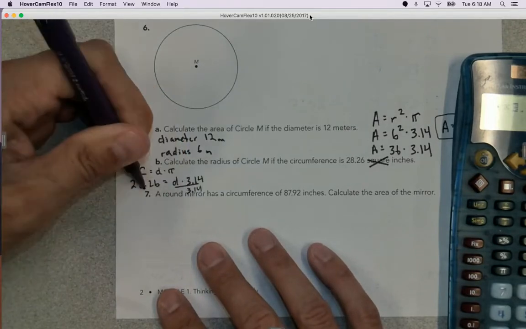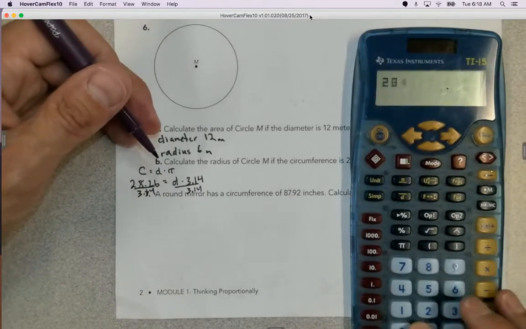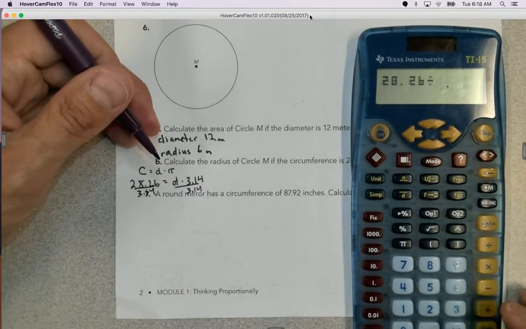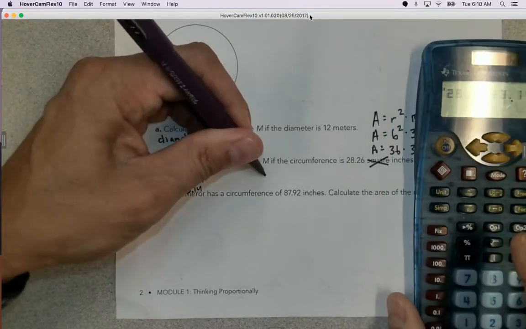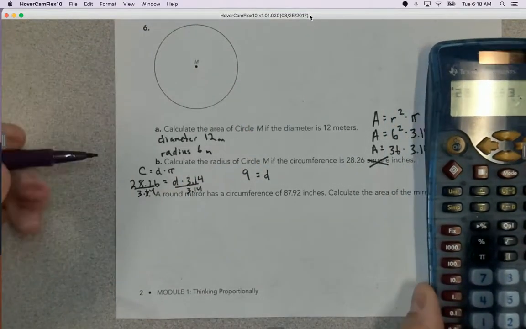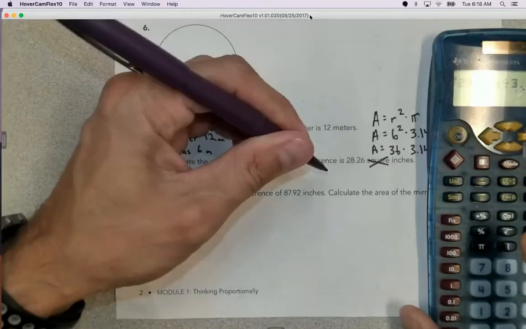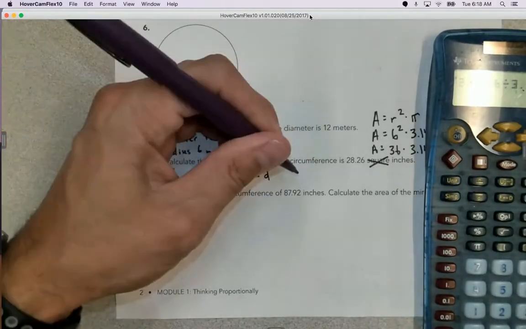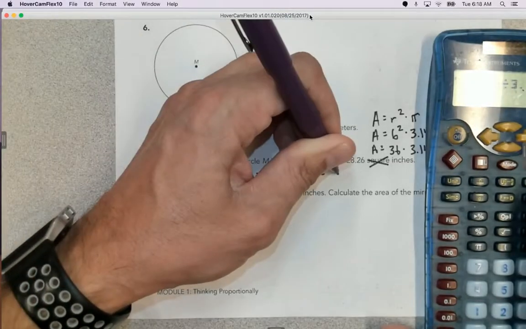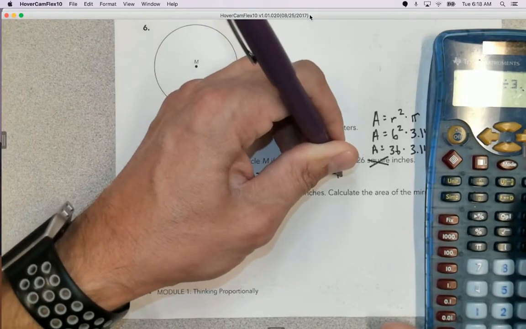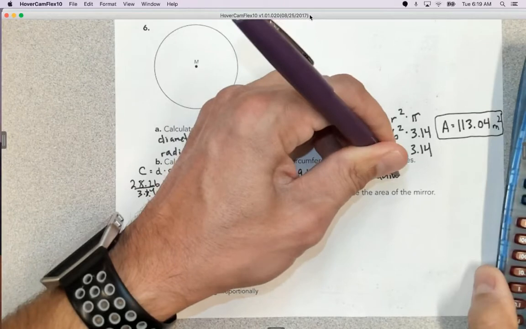When I take 28.26 and divide it by 3.14, I get a diameter of 9. It says to calculate the radius, but the radius is half of the diameter, so I would take this and I would divide it by 2 to get a radius of 4.5, and so my radius is 4.5 inches.